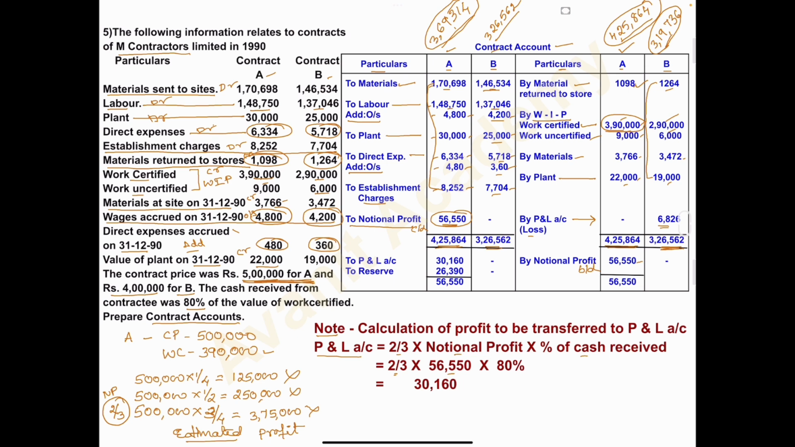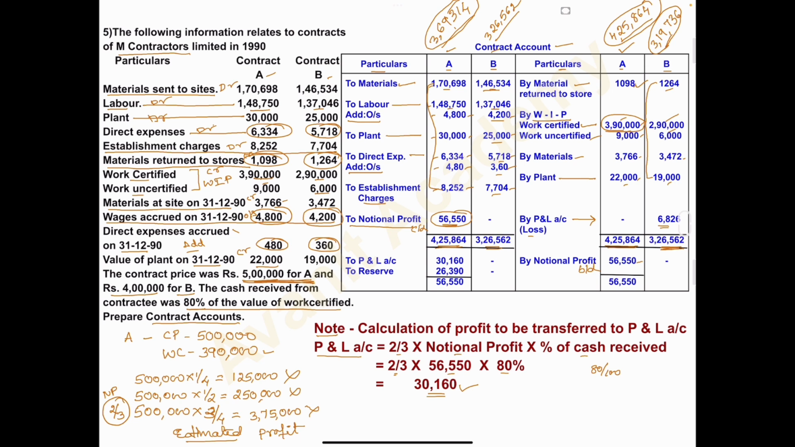See the last sentence of the problem. Cash received from contractee was 80% of the value of work certified. This is the percentage of cash received. So write 80%. Calculate it: 2/3 into 56,550 into 80%. Directly you can take 80% or you can take 80 divided by 100. And you will get 30,160. So this amount is transferred to profit and loss account.